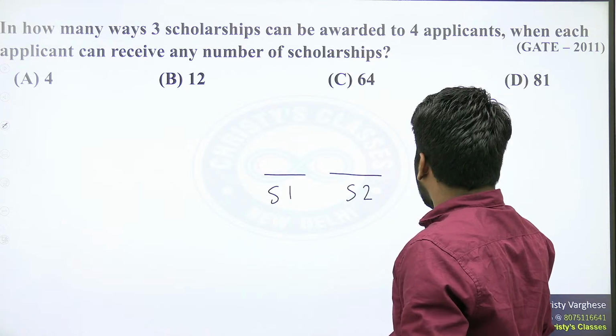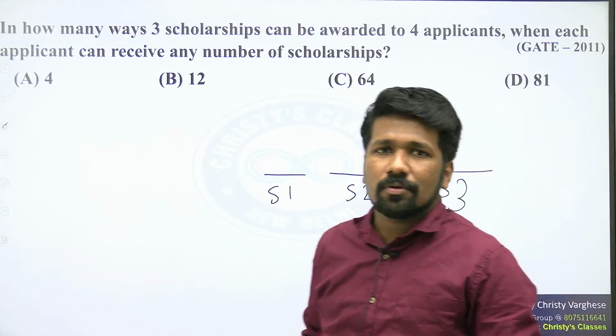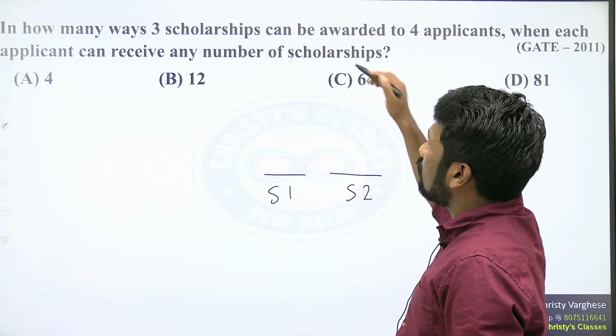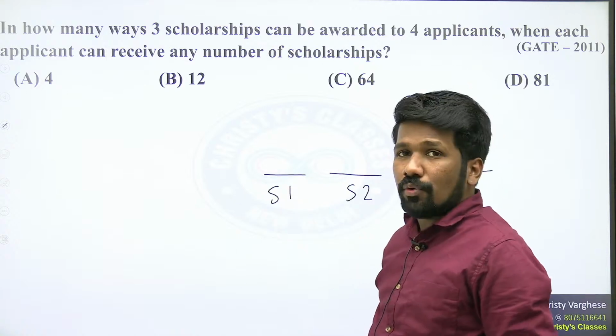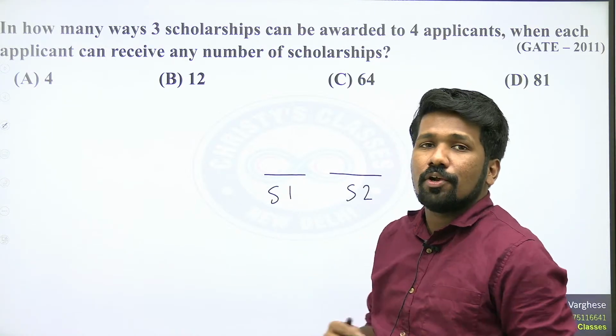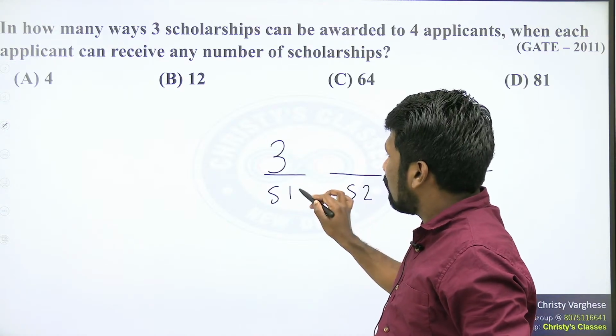So scholarship 1 का perspective में think करो. Scholarship 1 देने का कितना possibilities है? You can give it to applicant number 1. You can give it to applicant number 2 also. You can give it to applicant number 3 also. So there are 3 ways to fill the first position.